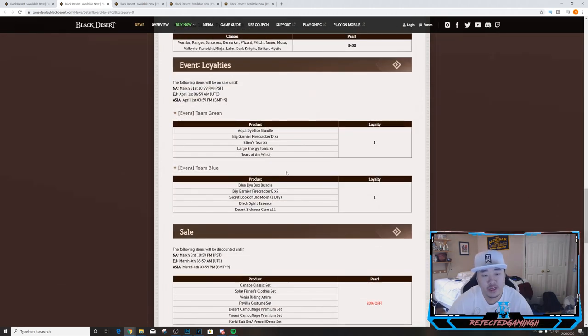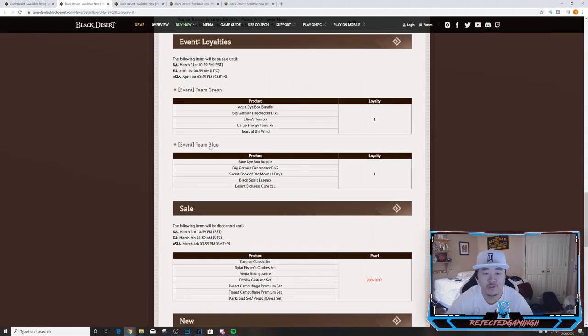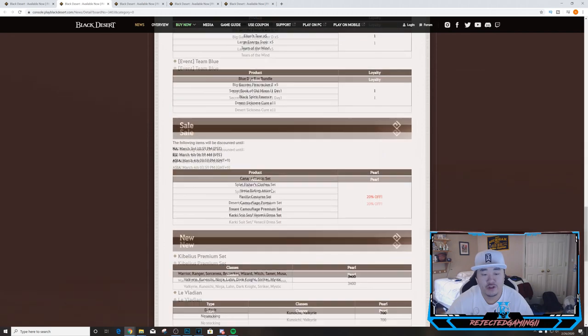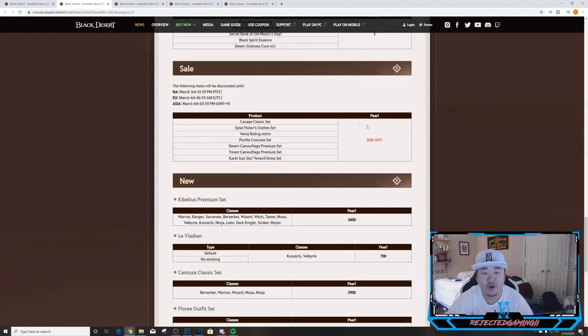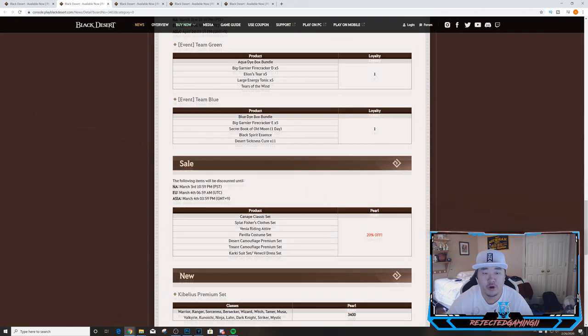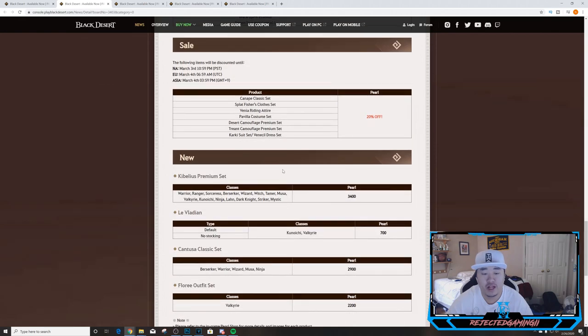We have the event loyalties. This is the event items, or loyalty items, being discounted to one. So we have the Team Green: Aqua Dye Box Bundle, Big Granier, Firecracker D times 5, Elian's Tears, Large Energy Tonic, and Tears of the Wind. Team Blue is a blue dye box, Big Granier, Firecracker E times 5, Secret Book of Old Moon, Black Spirit Essence, and Desert Sickness Cure times 11. Next we have going on sale, 20% off, all these different attires. These are all useful attires, and I mentioned them all up here, except for Canape Classic Set.